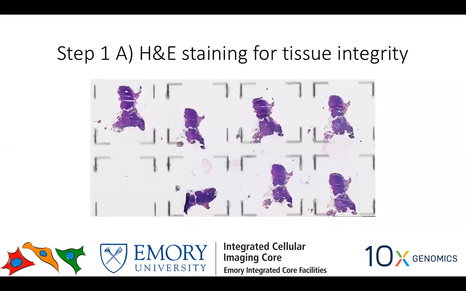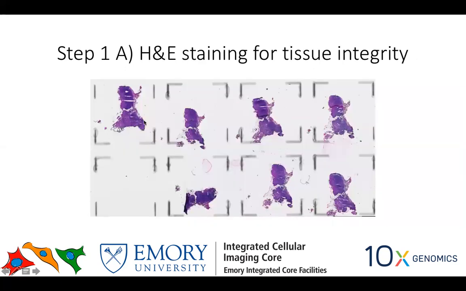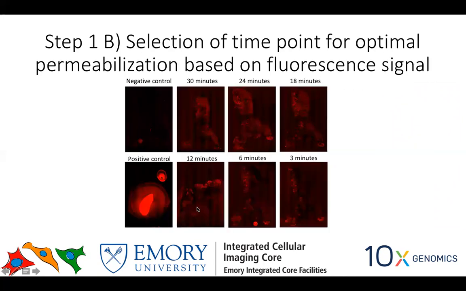Okay. So let's say, for example, when you're looking at step 1A, which is the H&E staining for tissue integrity, we are looking at this step right now, 1A. This clearly shows that your tissue is perfectly fine. And then when we do the permeabilization step and we image that, the negative control should look completely blank. The positive control will be super saturated because there is a ton of RNA present over there. And this is the critical part.